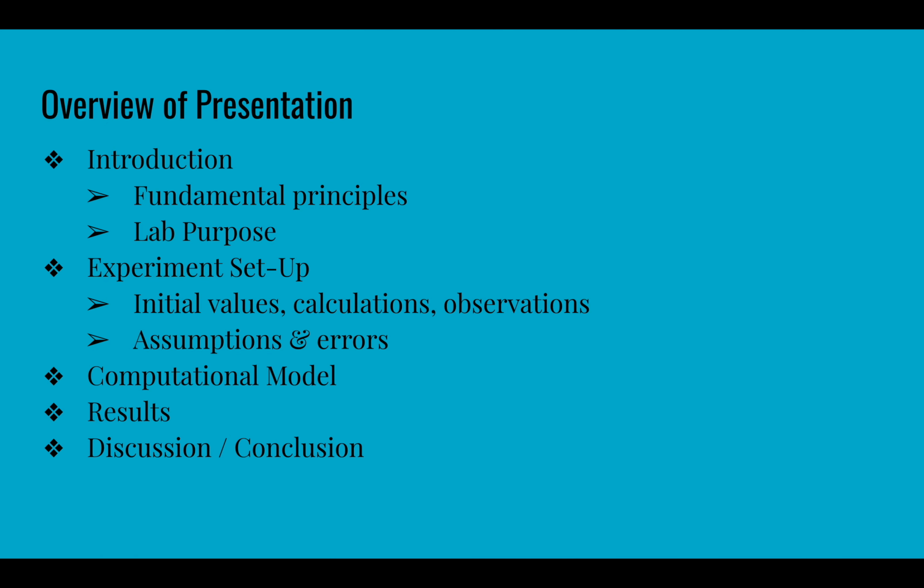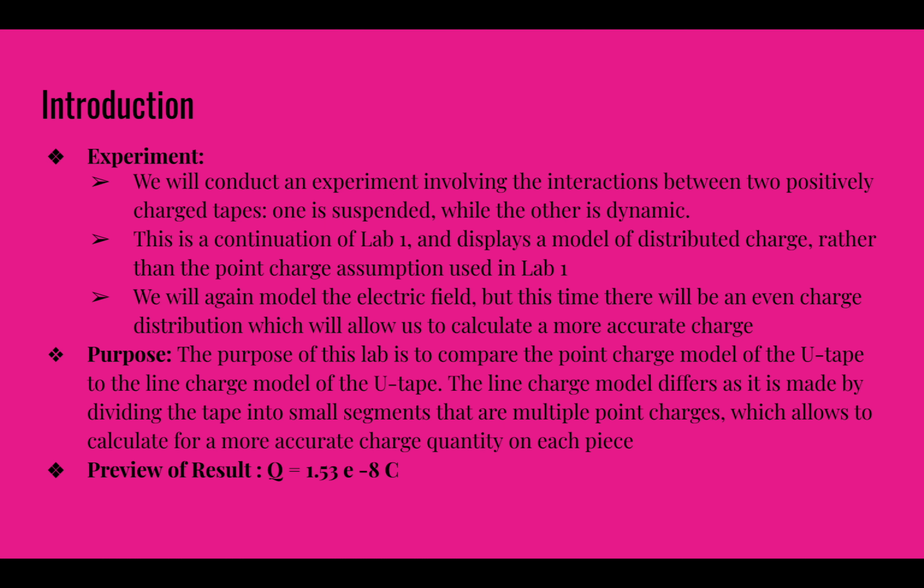Before we get started today, I just want to give a quick overview of what we're going to be talking about. First I'm going to give an introduction to the lab, as well as the purpose, and talk about the fundamental physics principles we'll be using in the lab. Then we're going to go into the experiment setup and talk about the initial values, calculations, and observations from the experiment, as well as other assumptions and errors to consider. Then we're going to look through the computational model in GlowScript and talk about the results, ending with a discussion of conclusion.